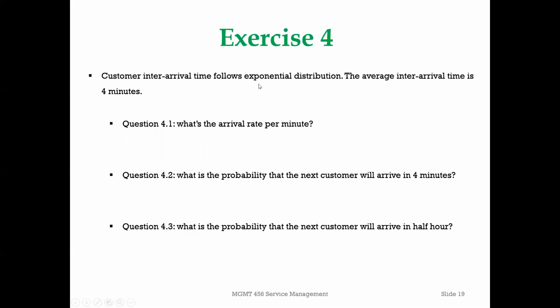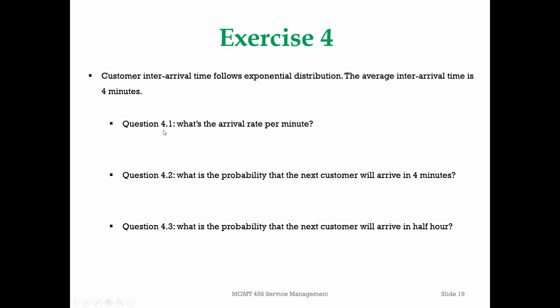Customer interarrival time follows exponential distribution. The average interarrival time is 4 minutes. So what is that? Average interarrival time, 4 minutes. That means A is equal to 4 minutes. Okay. But in general, regardless of which distribution we use, either Poisson distribution or exponential distribution, we need the value for lambda. So A is not sufficient. We need to convert to lambda anyway.